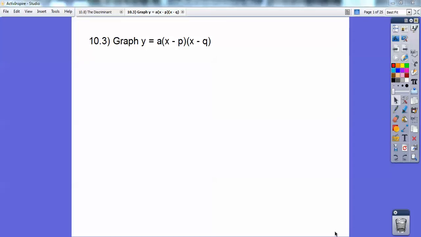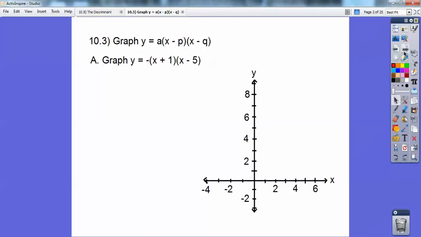This is called the Vertex Method, and it's already in factored form right here, and we're going to graph these. These go pretty fast. I like this one almost the best on graphing these. In fact, I do. It's the quickest way. All right, so let's go ahead and graph these guys.